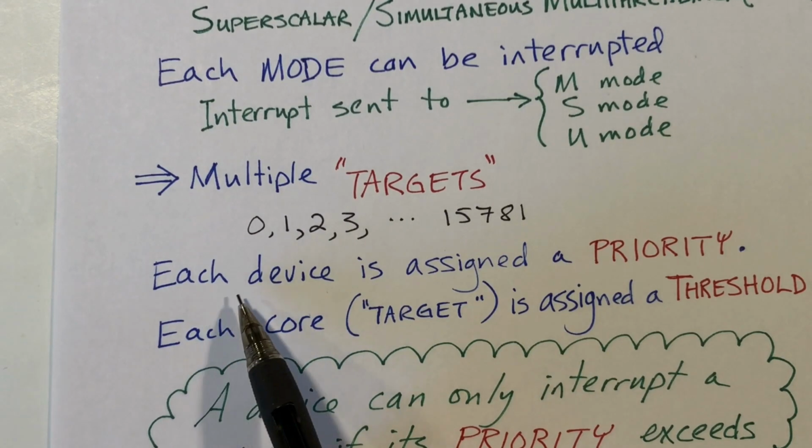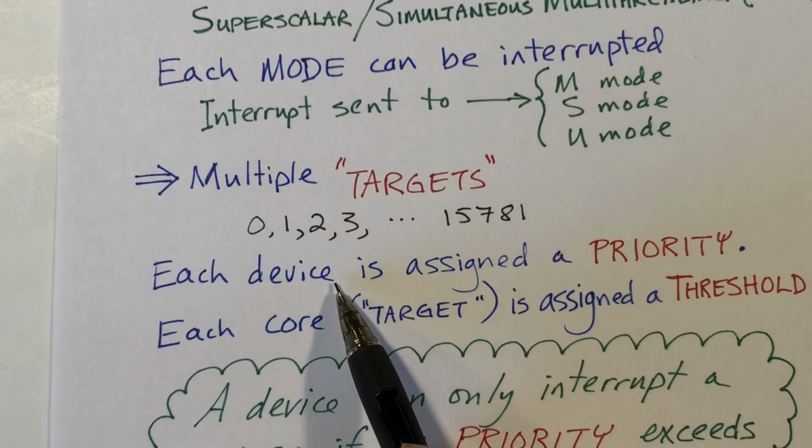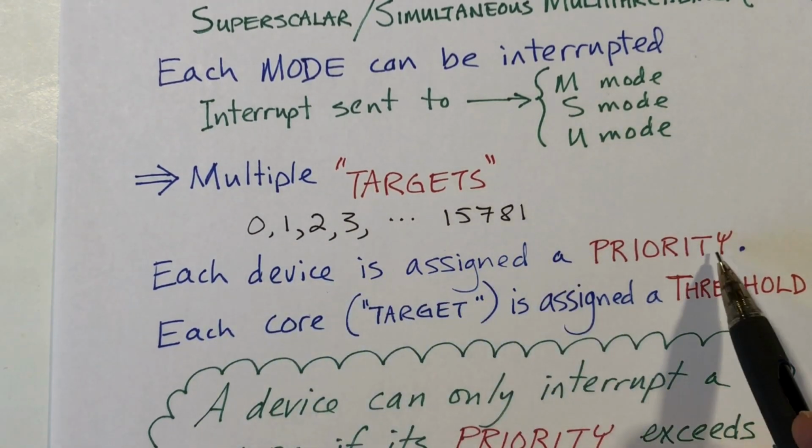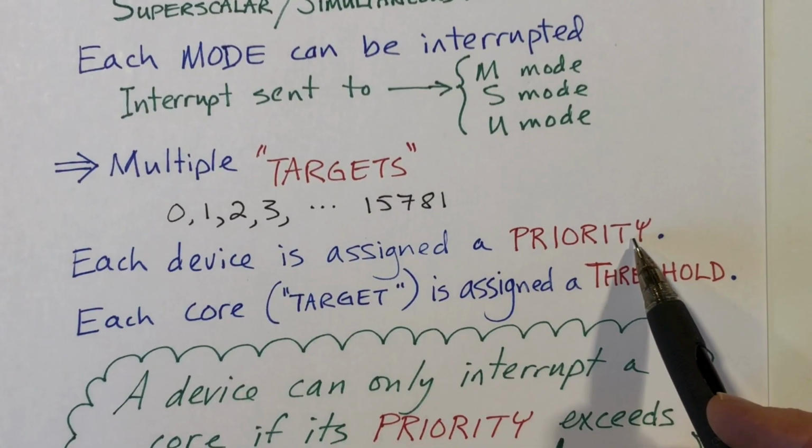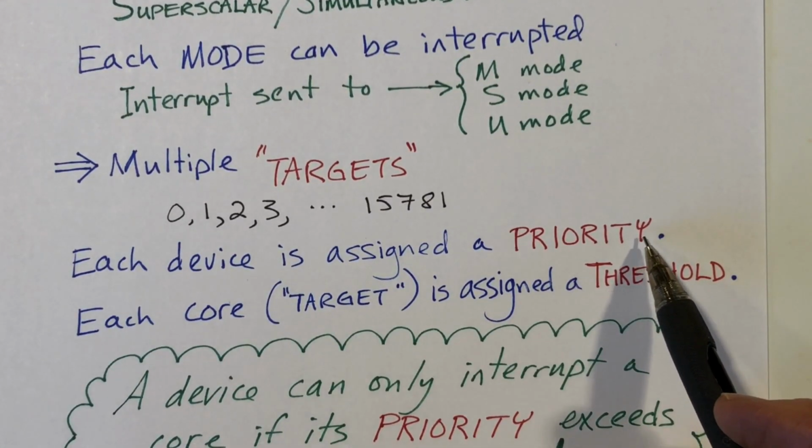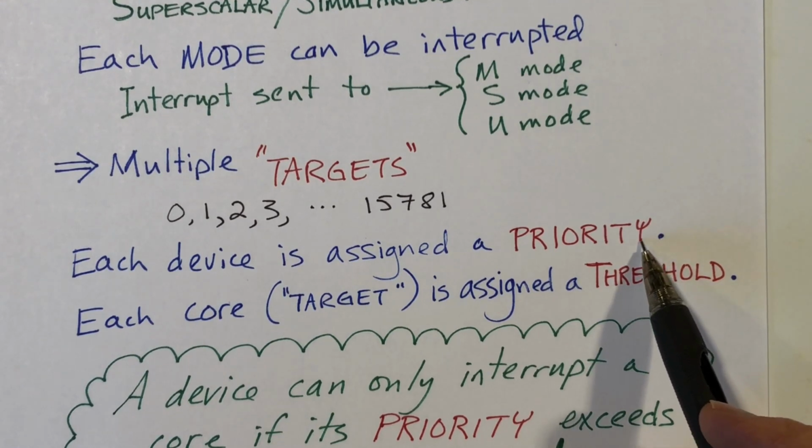Next, each external device that can generate an interrupt is assigned a priority. Some are high priority devices and some are low priority devices. We want to assign a high priority number, a large value, to a device that we want to have serviced immediately.